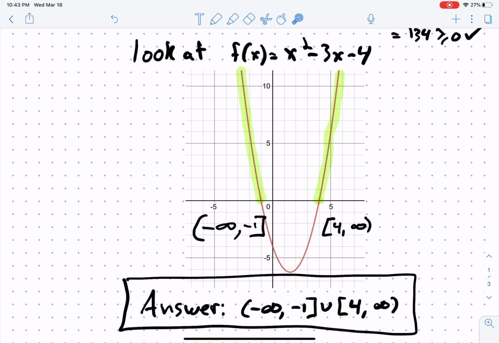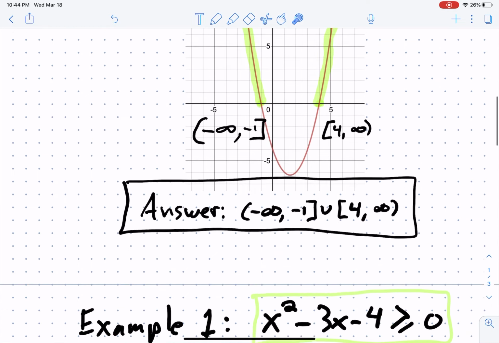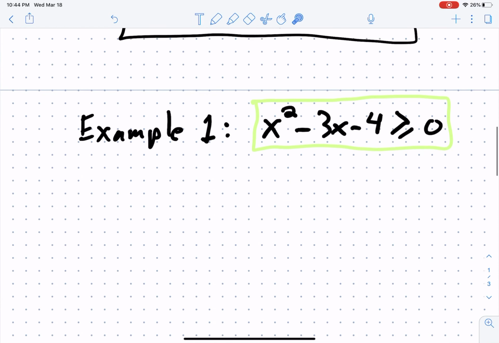That's that number 4. And we can find those two numbers, that minus 1 and that 4, by setting the function equal to 0. And once we've done that, it's like we've divided the number line up into sections where these are the dividing points, the edges of those sections. And then it's just a matter of testing the sections to see which ones satisfy the inequality and which ones do not. So that's the general strategy that we're going to be using. Let's go ahead and give it a try.